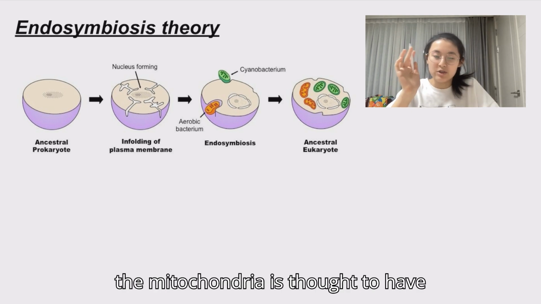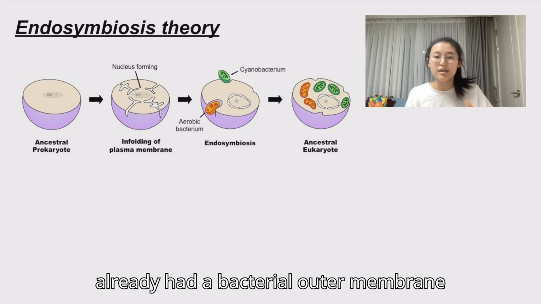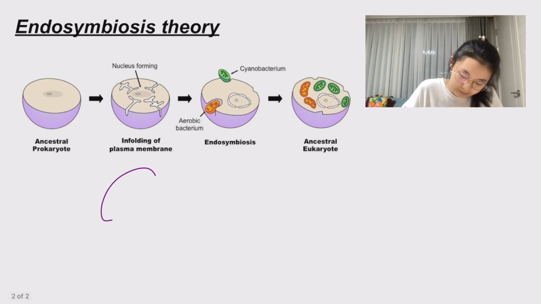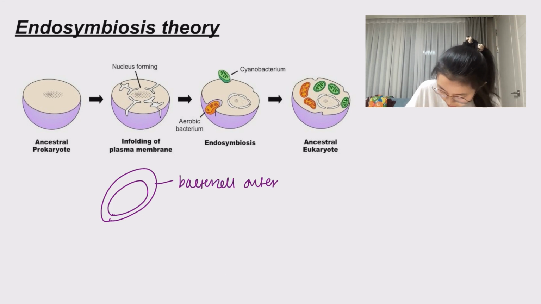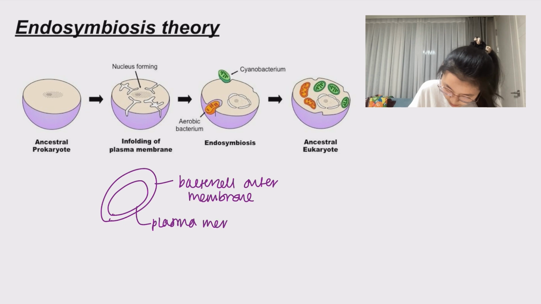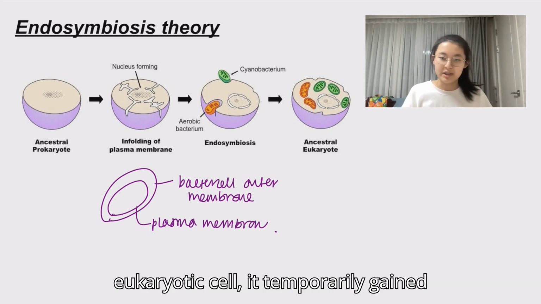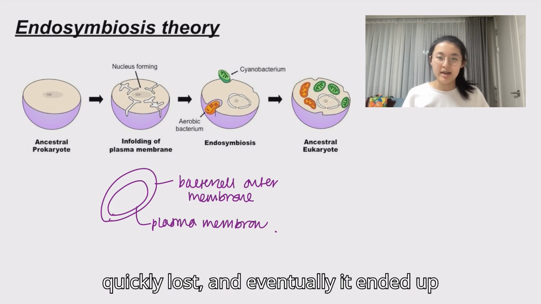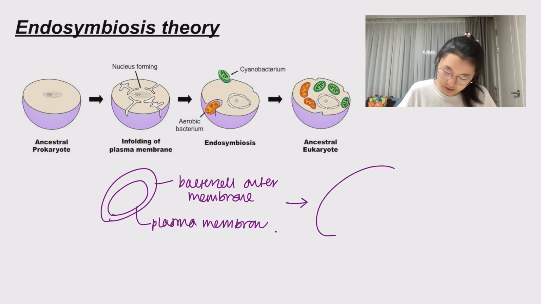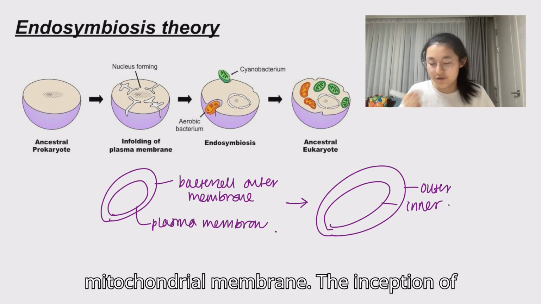The reason the mitochondria is thought to have evolved double membranes is because even as a free-living prokaryotic cell, it already had a bacterial outer membrane and a plasma membrane. And when it was engulfed into the host eukaryotic cell, it temporarily gained another plasma membrane, which was quickly lost. Eventually it ended up with two surrounding membranes, which were the outer and the inner mitochondrial membrane.